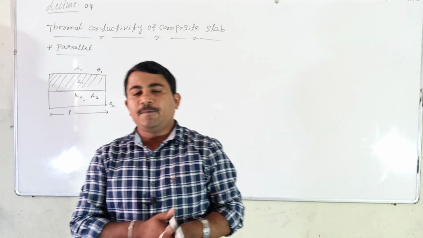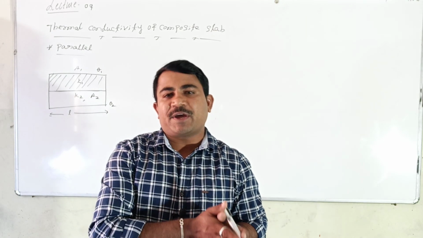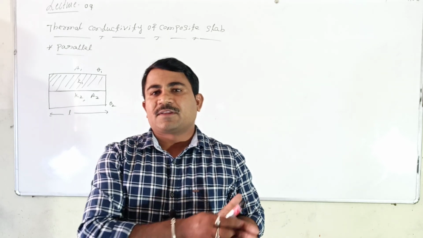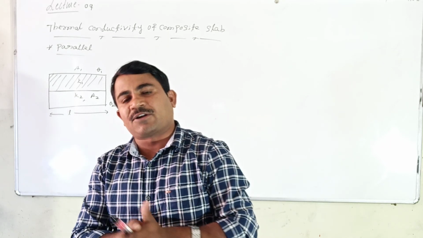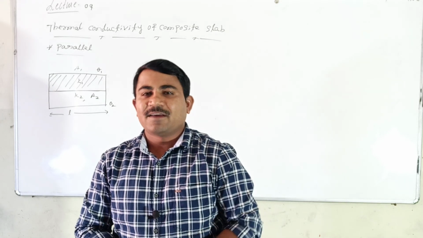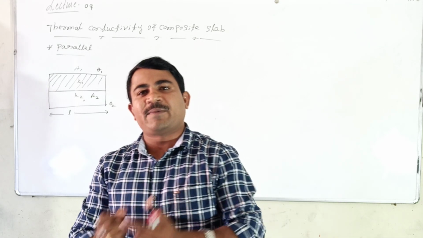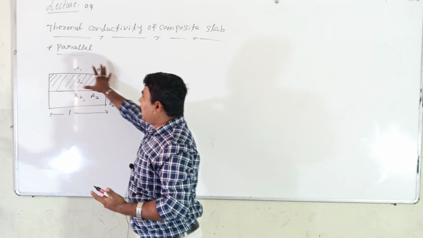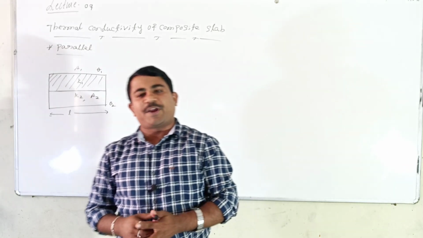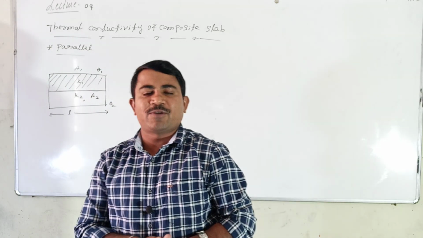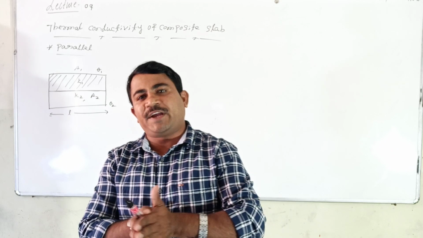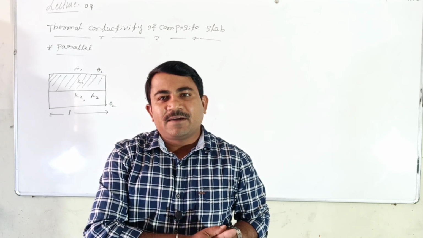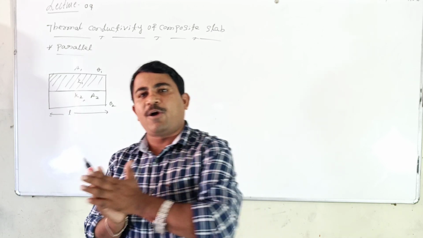In parallel combination, the length of each composite slab remains the same. Along with that, the heat current divides across each slab. We have learned that in series combination the heat current remains the same, but here the heat current divides. How does it divide? The total heat current is the sum of the heat current across each slab. The heat current is the rate of flow of heat. Now let us calculate the equivalent thermal conductivity of this combination.